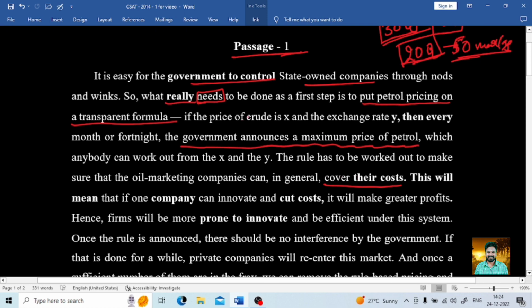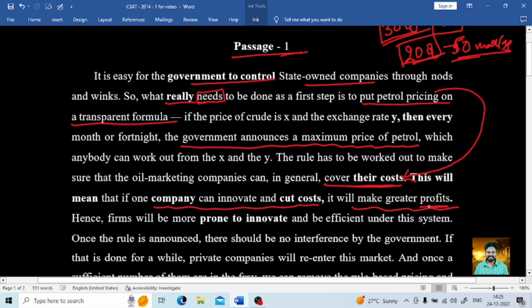That is the reason there is a need to regulate the petrol pricing, because at present the petrol pricing is there, which means the oil producing companies are not making enough profits, right? Because they are not covering their cost. That is the reason it will help them to cover their cost. Done. This will mean that if one company can innovate and cut cost, which means this is very important, if one company can innovate and cut cost, it will make greater profits. Greater profits was there in my keywords.